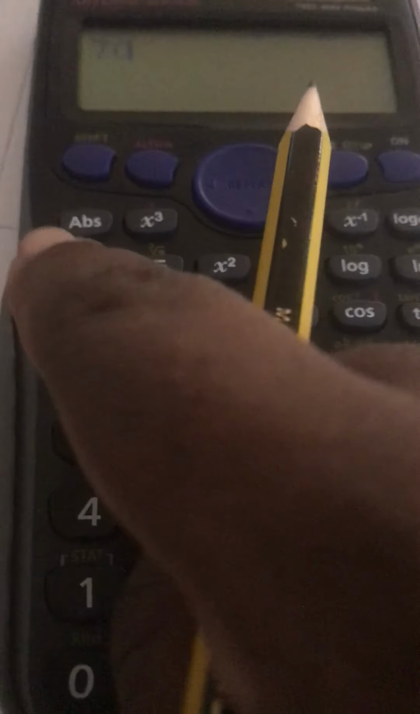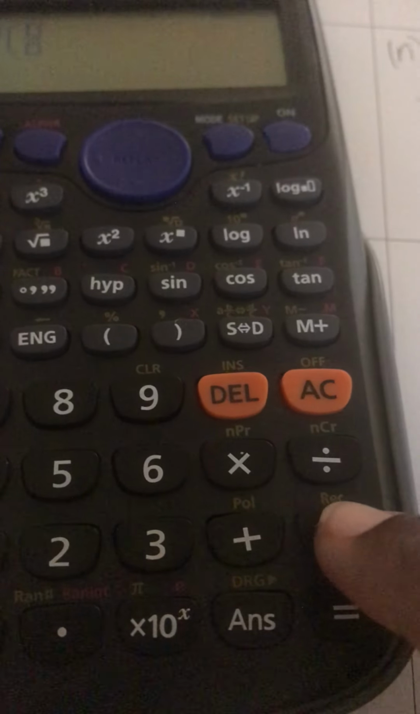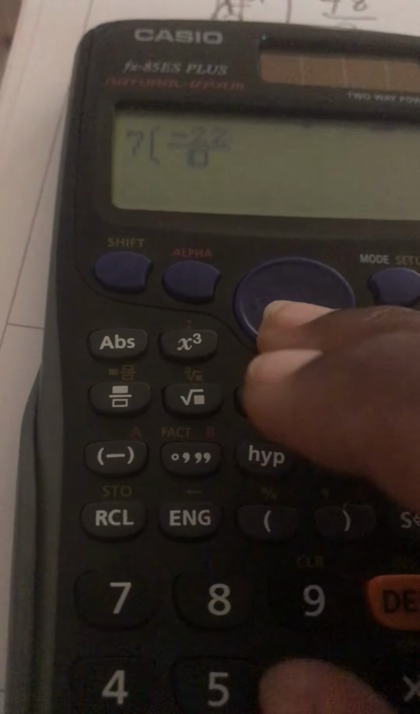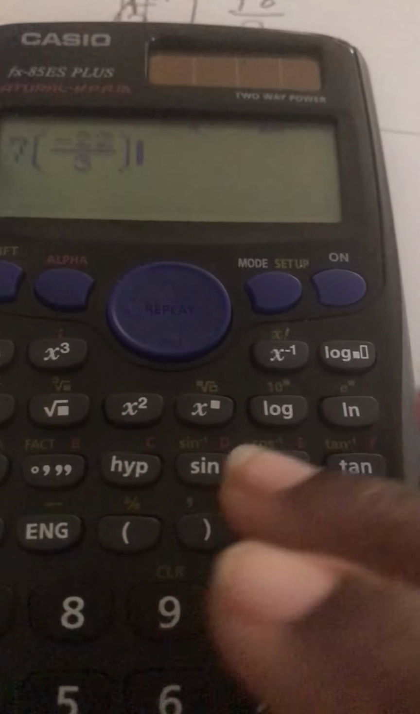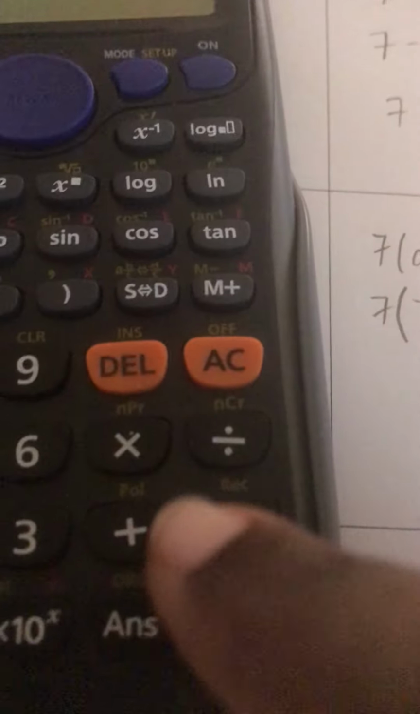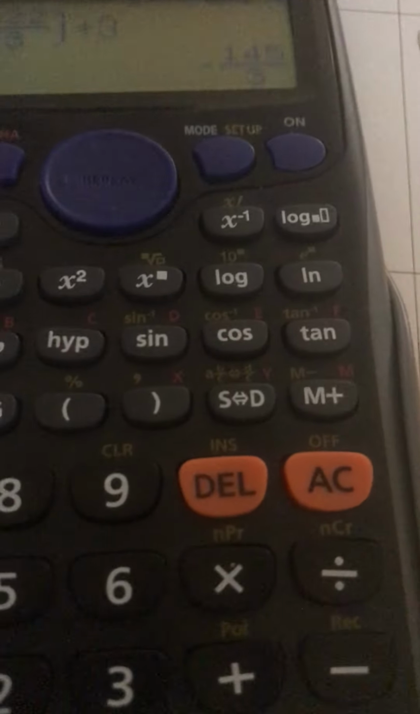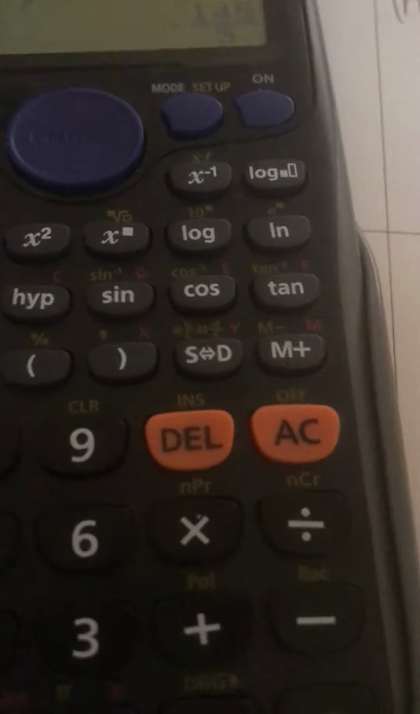So then I can do my left side. I can do 7 and then bracket and then fraction and then negative 22 over 3. I close the bracket and then plus 3. Let's see what we get. We get negative 145 over 3. Okay.